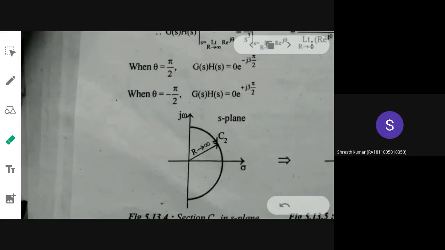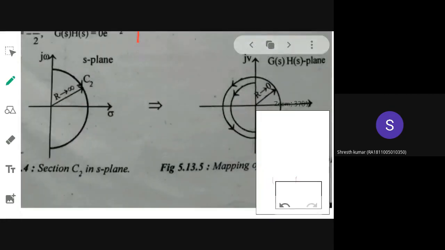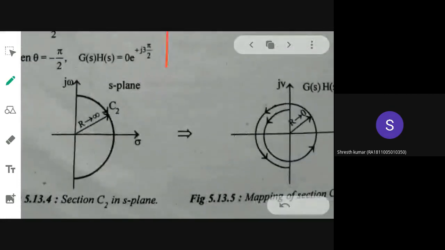So these two are the equations that you got. When theta is equal to pi by 2, the map always has a magnitude of 0, and the angle is starting from minus 3 pi by 2, that is minus 270, and will travel to plus 270. So depending upon these two relationships, for the map that you have drawn in the G of S into H of S plane, this was the segment that you are going to map. So the angle of travel is from minus 270 to plus 270. Negative angles are always taken in the clockwise direction and positive angles are always taken in the anti-clockwise direction.